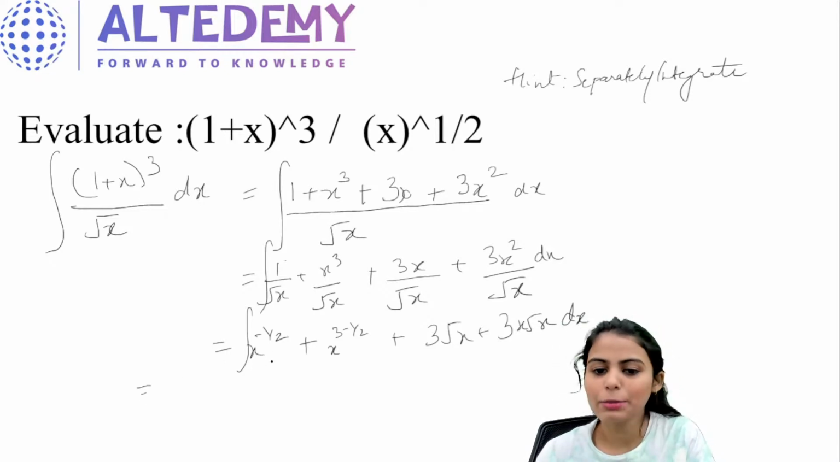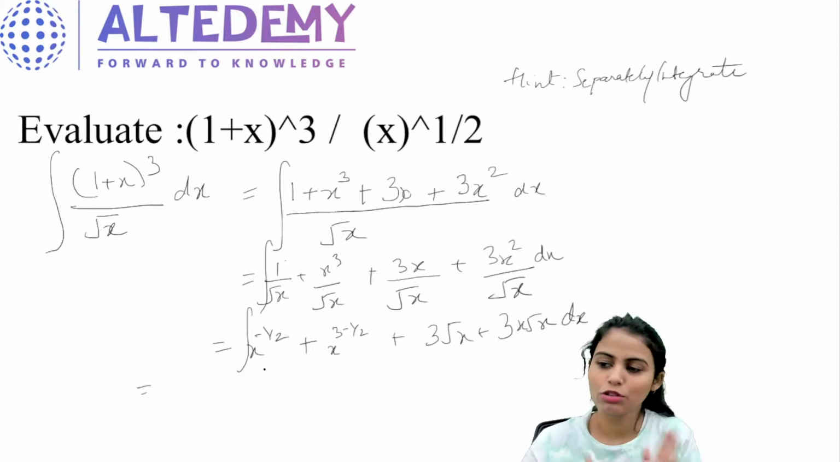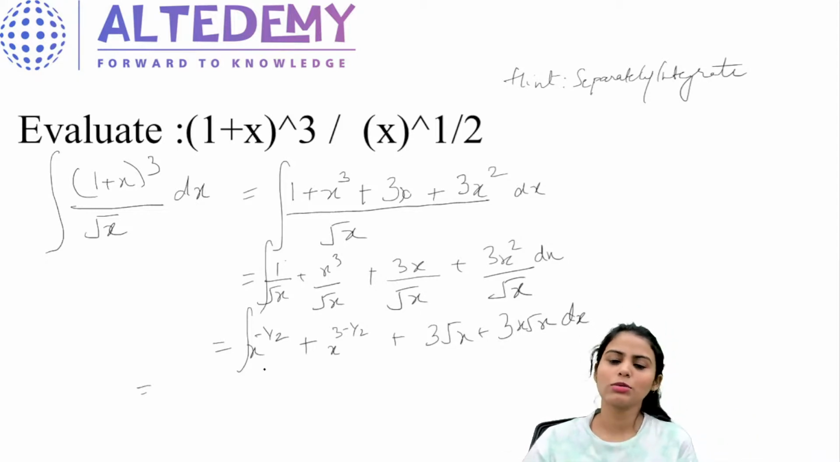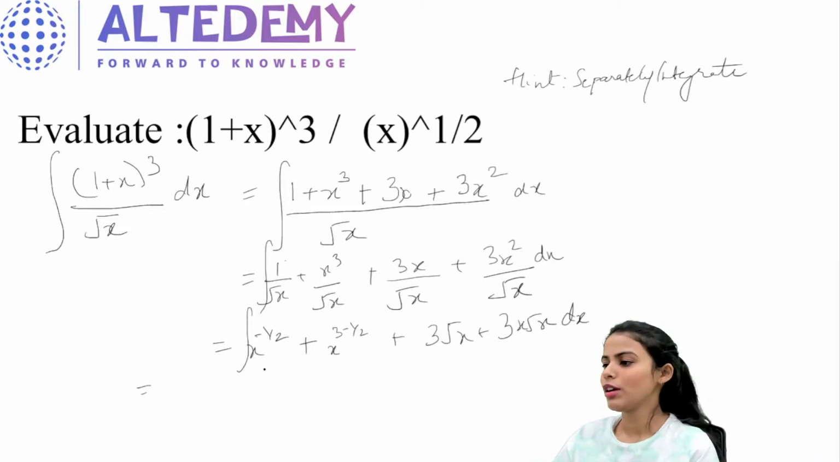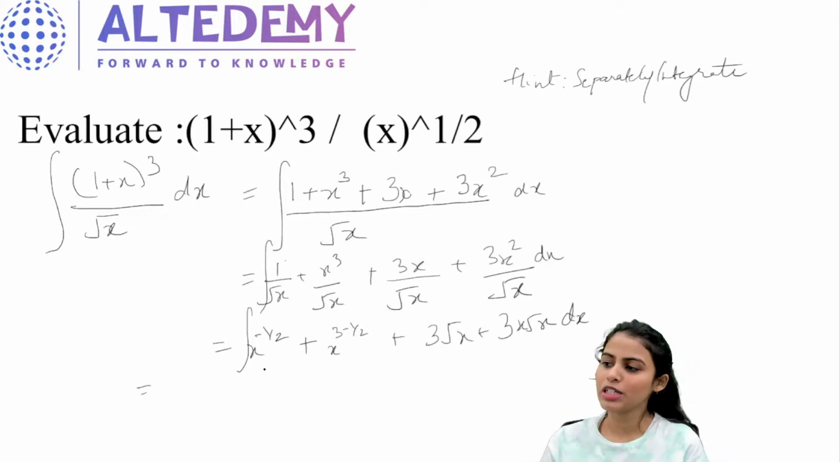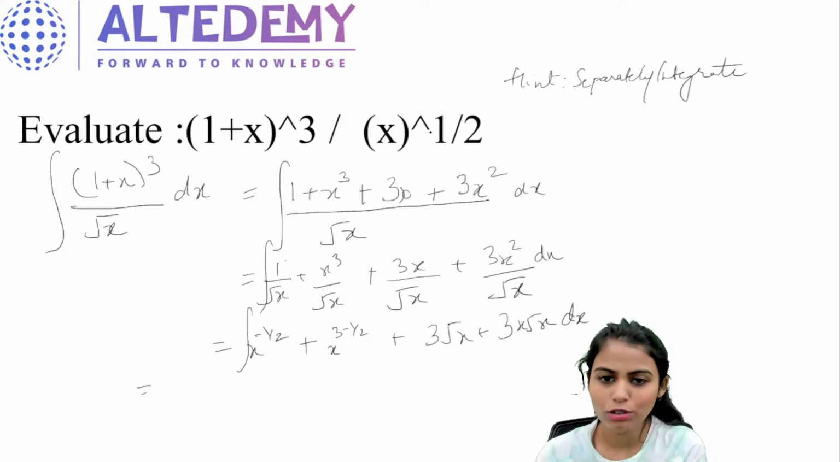So we will integrate it separately now. Every one of you knows this. Now you're going to solve it on your own. Integration of x to the power minus 1 by 2: we'll do x to the power minus 1 by 2 plus 1, upon minus 1 by 2 plus 1. Same goes for every power. This just requires the formula that I've told you. I'll add the formula.